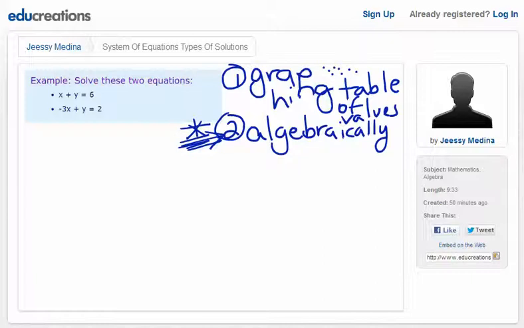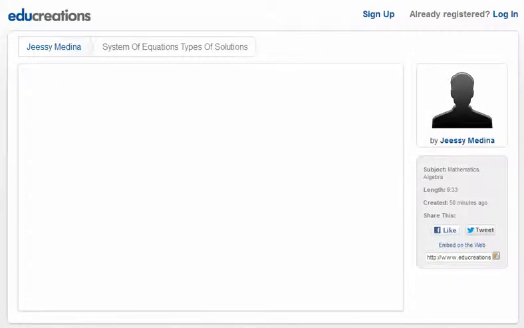And there are 2 techniques that you need to learn. The first one is substitution. And the other one is elimination. We're definitely going to go over those. Alright, the next thing that we need to talk about is the types of solutions that you're going to get. And there are 3 types of solutions that you're going to get.